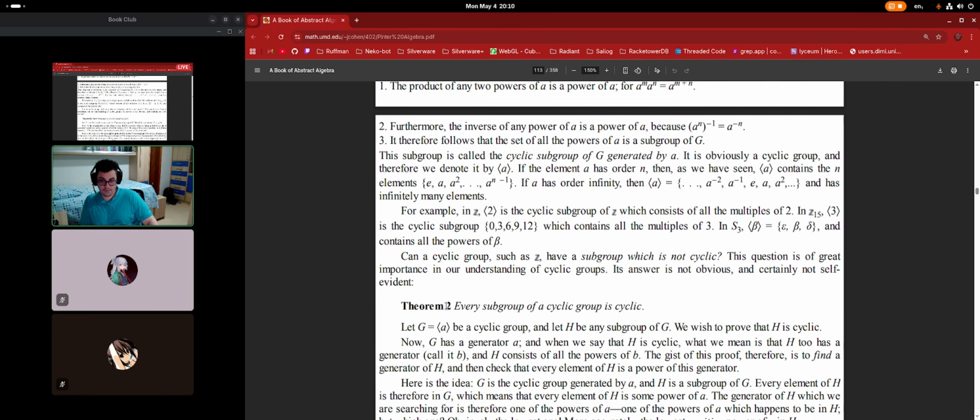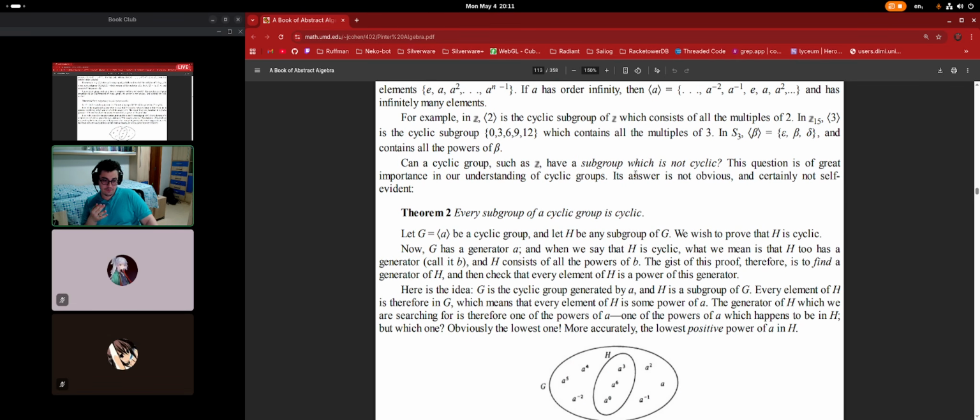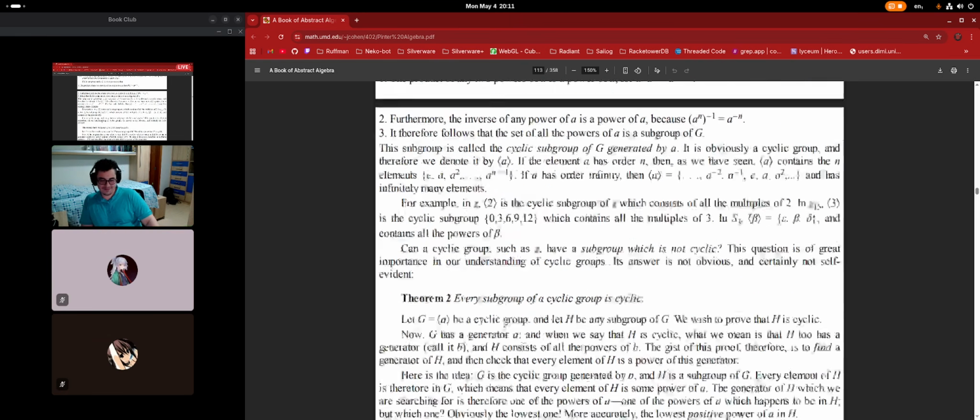Same principle. Can a cyclic group, such as the integers, have a subgroup which is not cyclic? That's a very interesting question. The question is of great importance in our understanding of cyclic groups, and it's not obvious. Although this annoys me, because the answer is not obvious but the plot is obvious for whatever reason, and I hate when they do that, because they try to be humble in the beginning, but then they say, "Figure it out later." Why? That's so annoying.